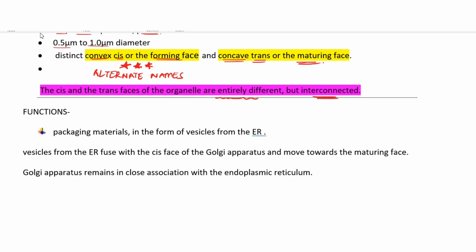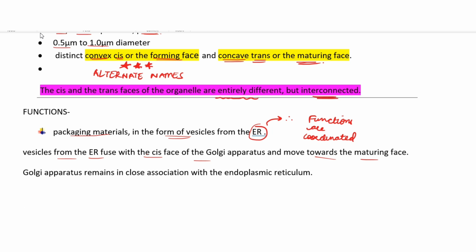Let's look at the functions of Golgi apparatus. The main function is packaging materials in the form of vesicles from ER. So can you see that the functions of ER and Golgi apparatus are coordinated? The vesicles from ER are packaged by Golgi apparatus. The vesicles from ER fuse with the cis face of Golgi apparatus.